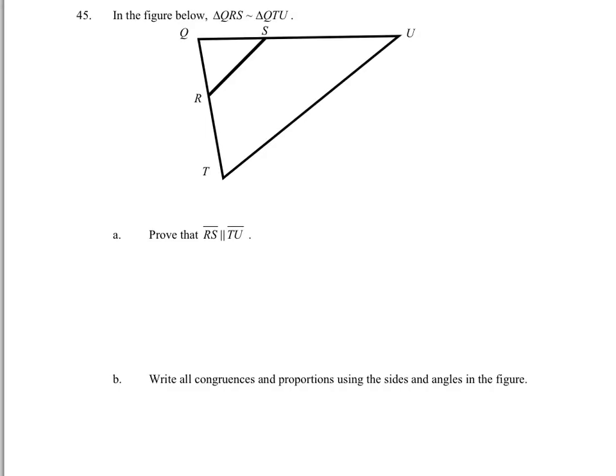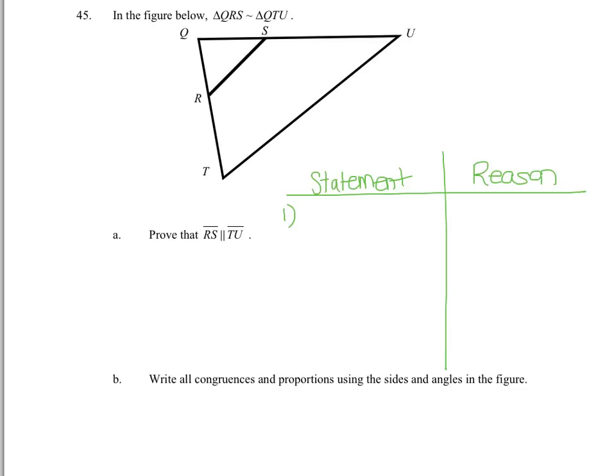Question 45. In the figure below, triangle QRS is similar to triangle QTU. So we need to prove that RS, right here, is parallel to TU. So I'm going to do my two-column proof. Got my statement, and I've got my reason. And number 1 is going to be our given, which is that QRS is similar to triangle QTU, our reason being given.